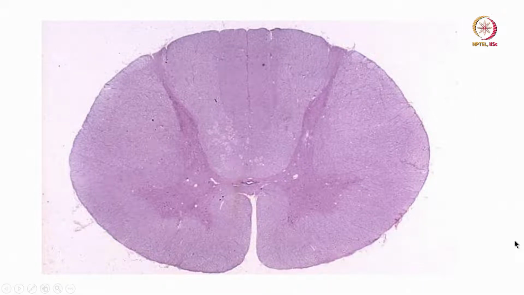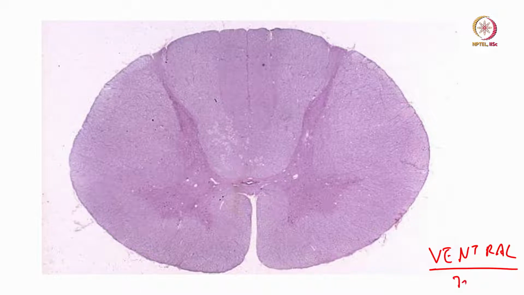So, with that background, we will look at a histological image of the spinal cord. So, this is ventral. In the earlier class I had told you that ventral means towards the front, and this is towards the back, so that will be dorsal. That is the way in which you interpret it.